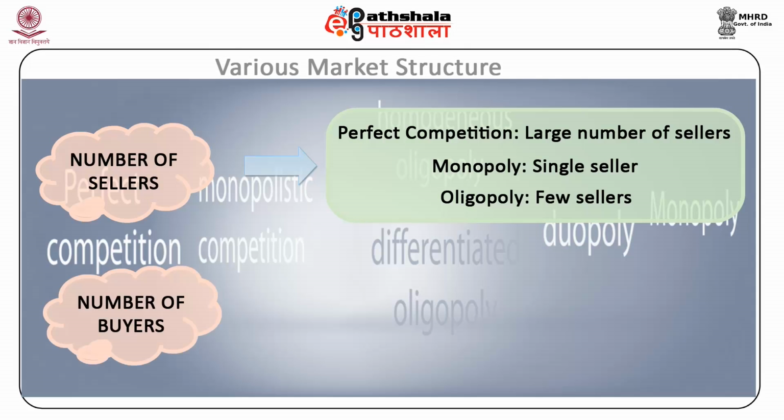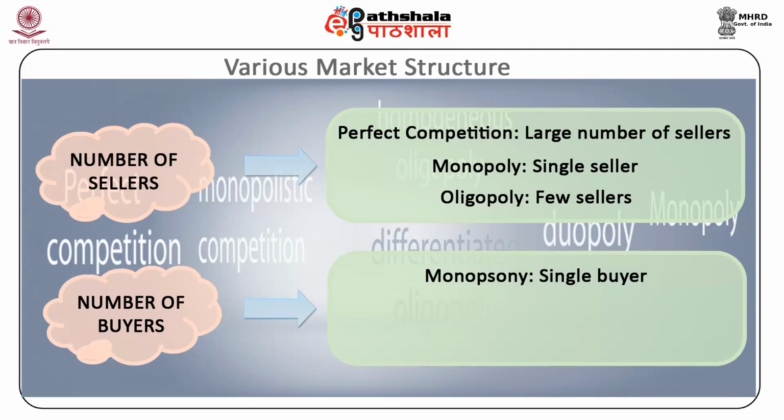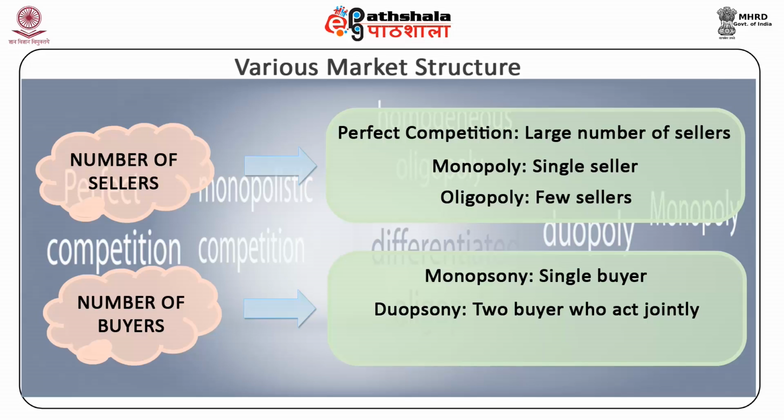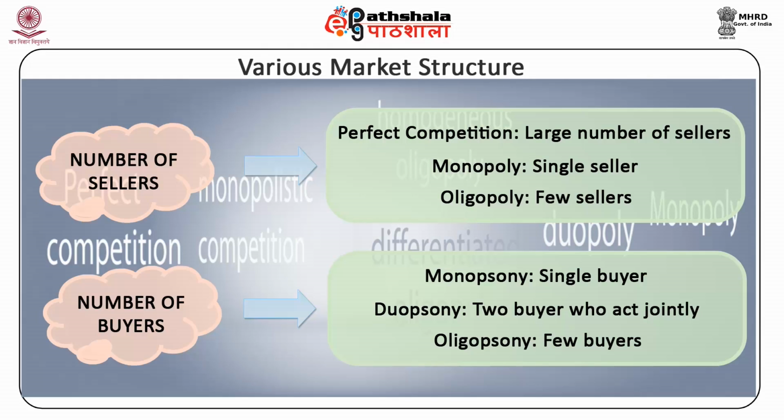Second determinant is number of buyers. Market structures are influenced by the number and nature of buyers in the market. If there is a single buyer in the market, it is called a monopsony market. Such markets exist for local labor employed by one large employer. There may be two buyers who act jointly in the market. This is called a duopsony market. There may also be few organized buyers of a product. This is known as an oligopsony market.